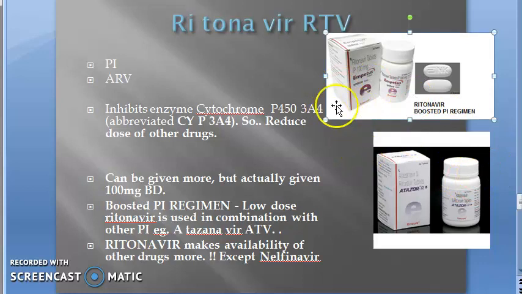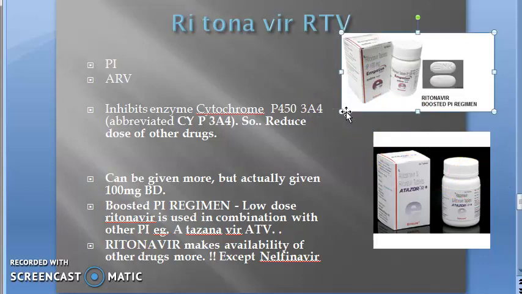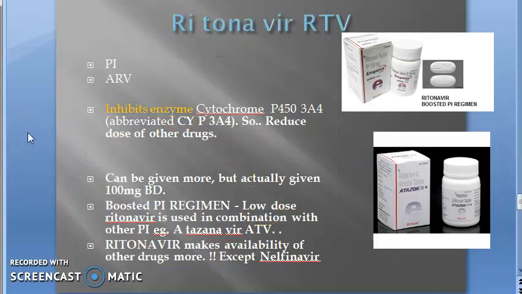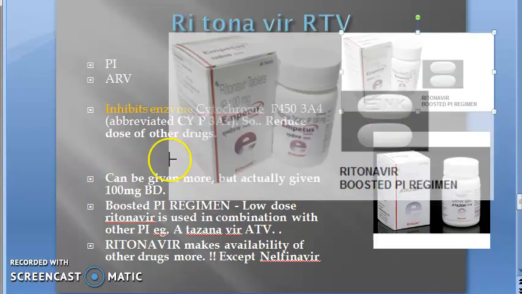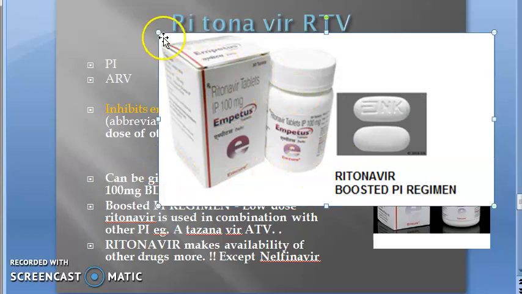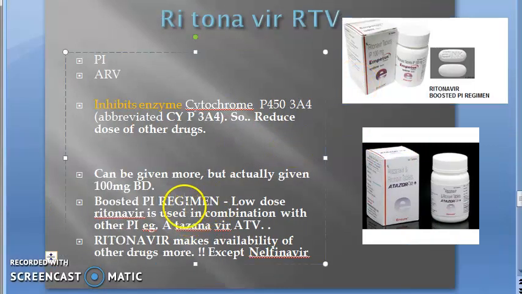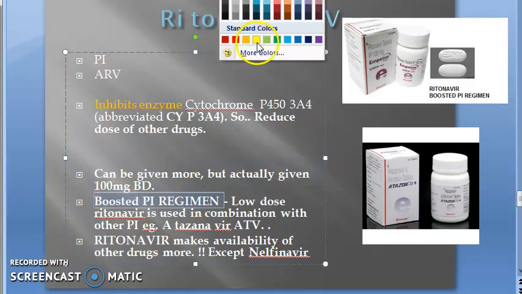Ritonavir, RTV. The main thing you should know about ritonavir: first, you already know it is an antiretroviral drug, a protease inhibitor. But do you know that it is an enzyme inhibitor? As it inhibits other enzymes, the concentration of the other drugs becomes more. So this is always used in low dose with other drugs so that it will increase the effect of the other drugs. It is usually given 100 milligram BD, twice daily, along with other drugs. This is called a boosted PI regimen. So you should know this term, boosted PI regimen, okay?